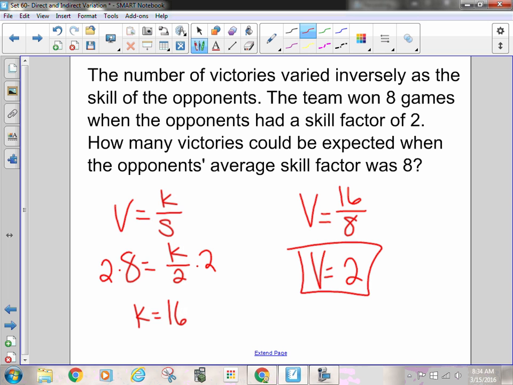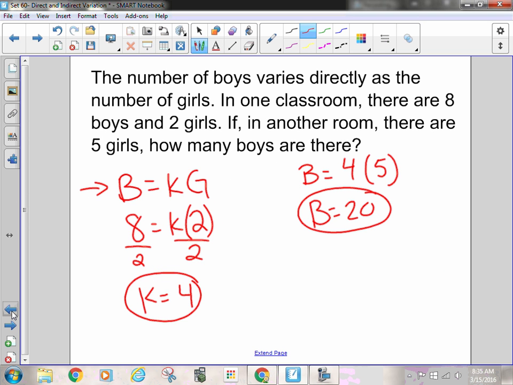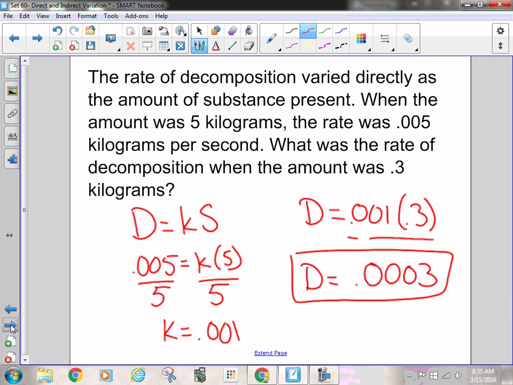If we look here, let's look back here. The number of boys directly varies to the number of girls. So as one goes up, the other one goes up. Okay, so directly they both go up or they both go down. Inversely, one goes up and one goes down.